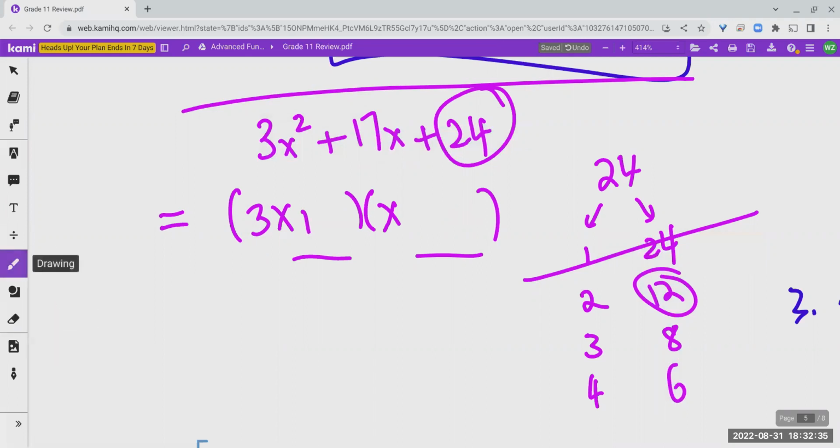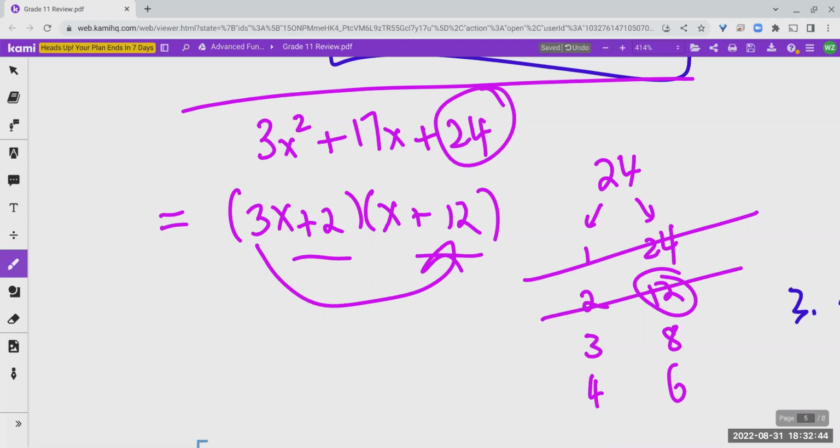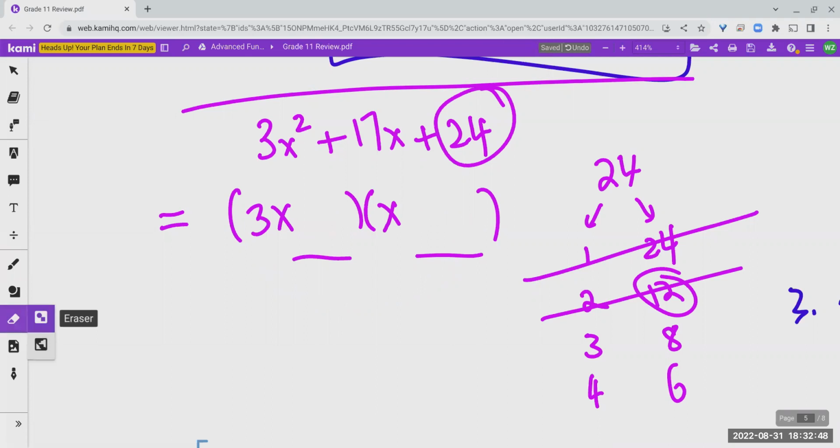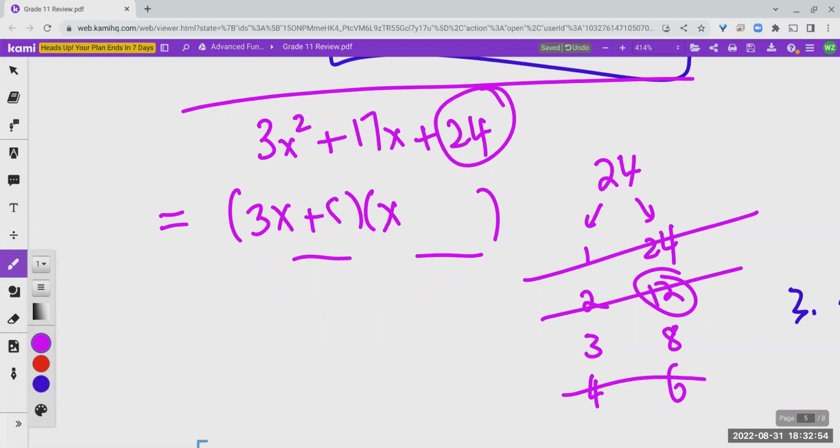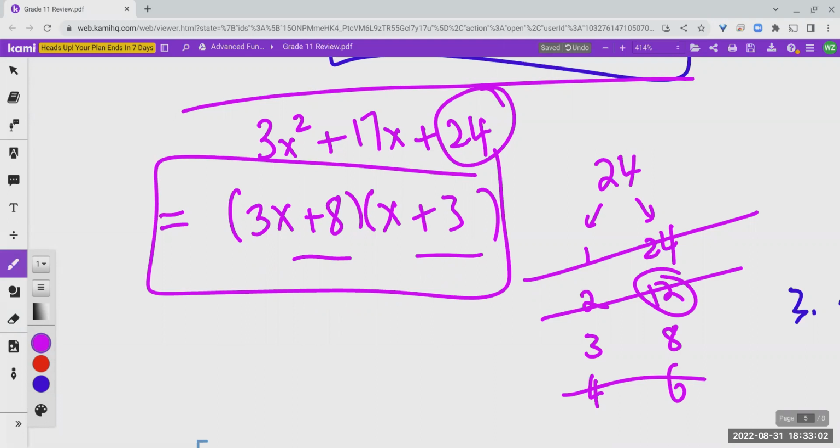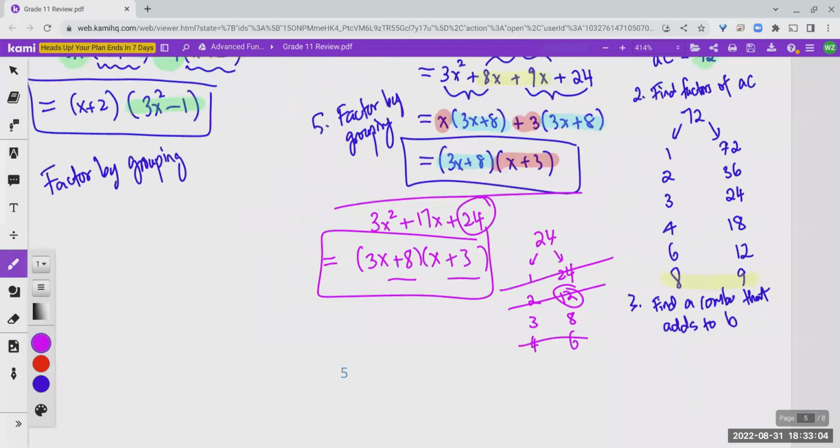And of course, if you just switch the order, that's also wrong because you have to multiply 3 and 12. That is bigger than 17. You're wrong, so you can eliminate that. Likewise, you can eliminate the others, and eventually you end up with that. I know this must be the 8 and this must be the 3, because if you switch them, you have 3x plus x, you can factor out a 3, and this is the answer. And you can check by expanding.